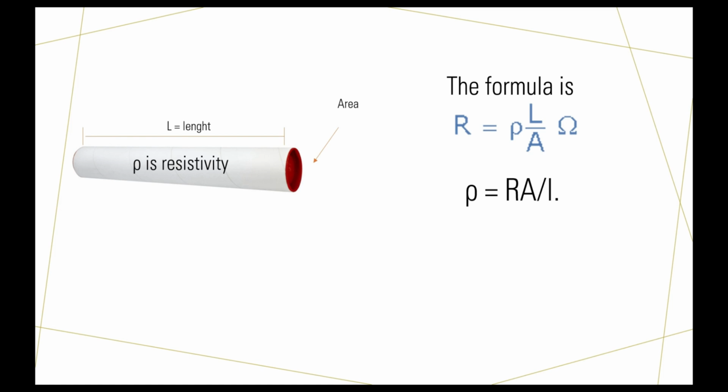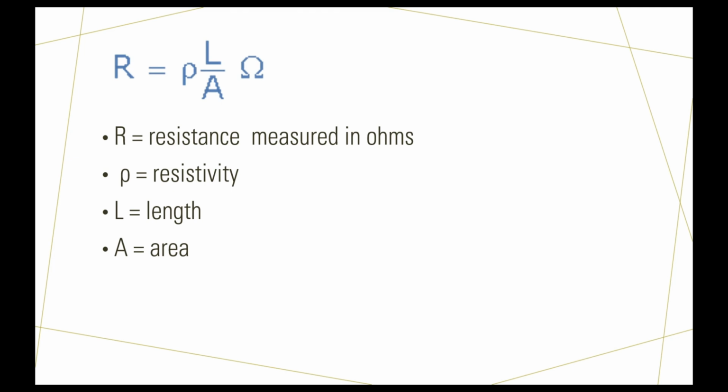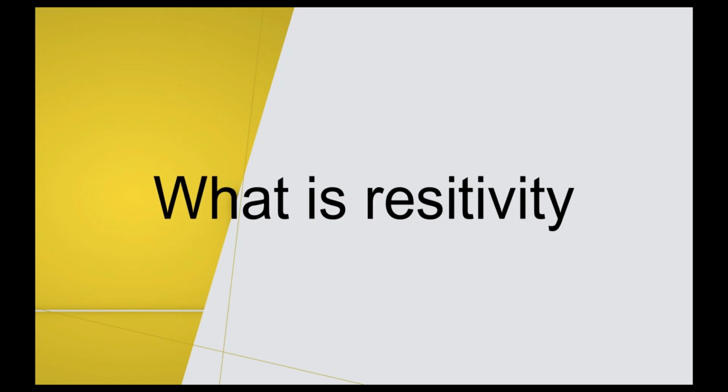The formula is R equals rho L over A. R is resistance measured in ohms. Rho is resistivity. L is length. A is area. Resistivity is the electrical resistance of a conductor of unit length.